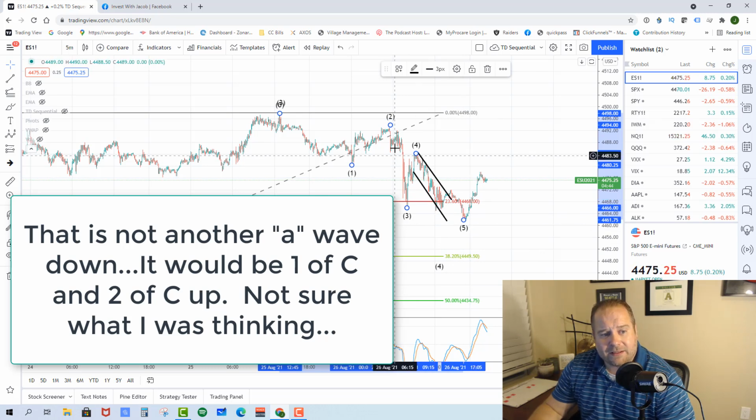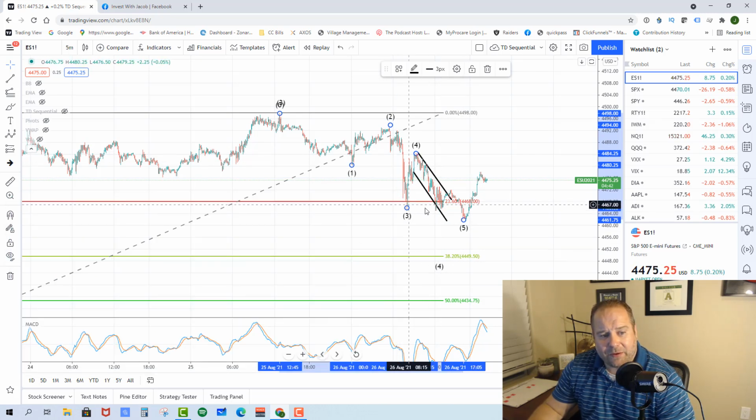So when this 3 came down and we went up and then we re-equaled this 3, that told me we were looking for another low before we bounce, and that it was likely we were going to go much lower than this 3 wave because we would catch 3 of C down. So that's the reasoning behind the trade and what we're looking at on the chart.